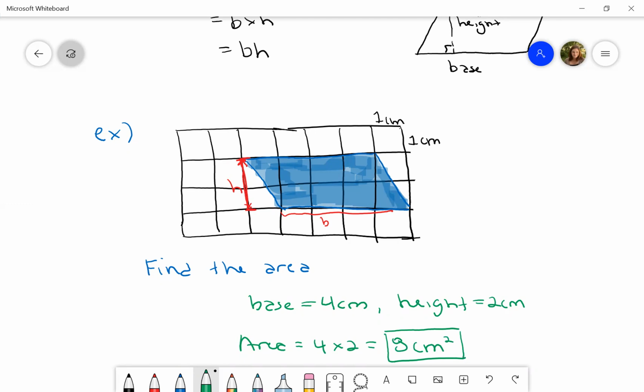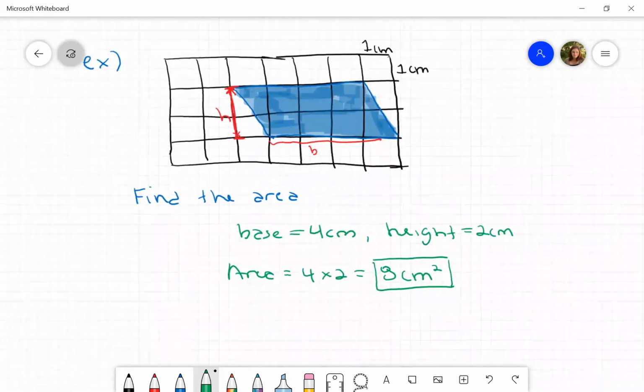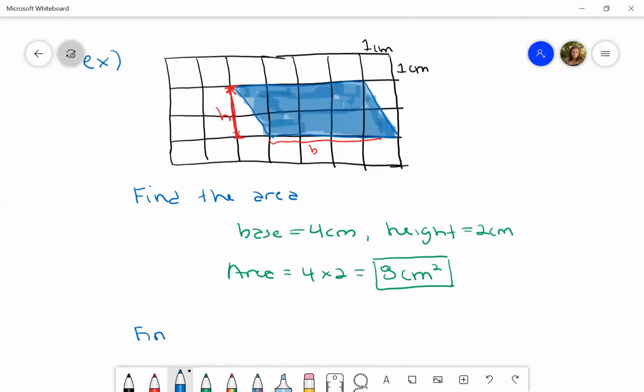I could probably find the perimeter of this too, using that information. Let's do that. Let's find the perimeter. So I happen to know what the base is. What I need though is that slanted length. And I might be able to use the Pythagorean theorem to help me. So here, I'm going to draw a little triangle based on my height over there, which I happen to know is 2 centimeters. And the base would be 1 centimeter. So I could find this hypotenuse here.